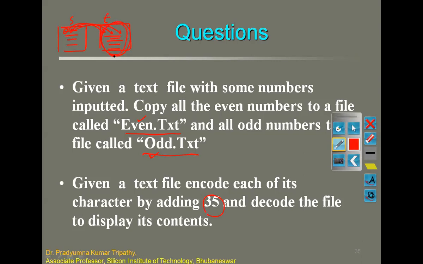To decode it, what you will do? You will subtract 35 and write into another file so that the content can be read. So you will read each of the characters, do minus 35 to each character and write to the second file so that the file can be decoded. So the text file is given. Encode each of the characters by adding 35 and decode it by displaying the content.